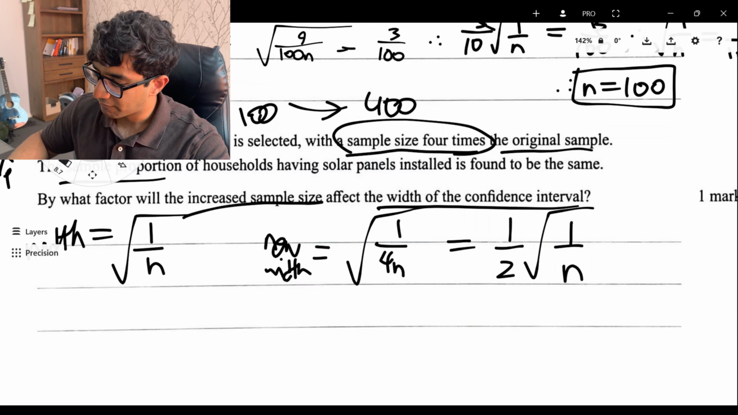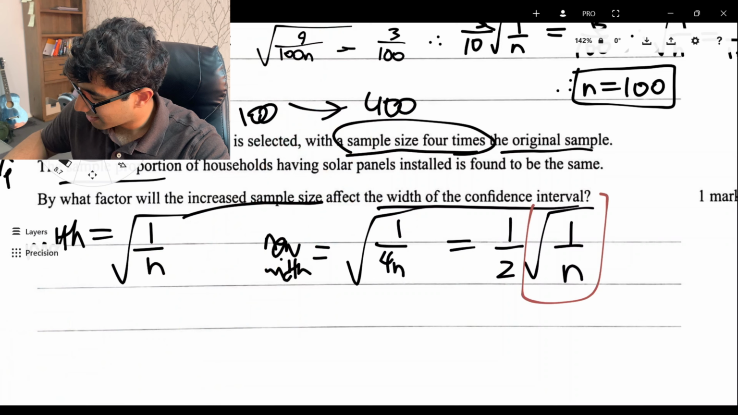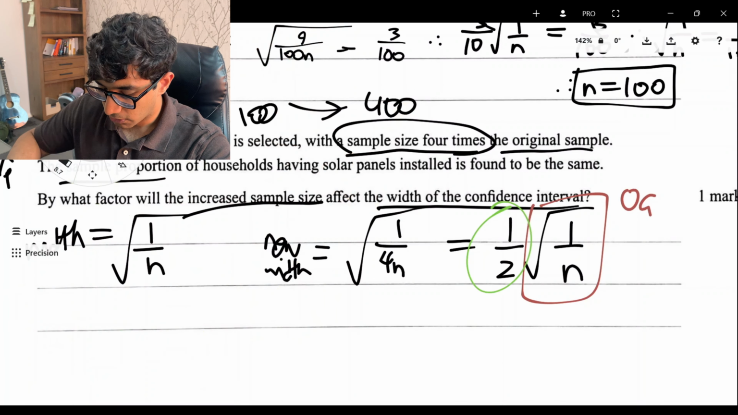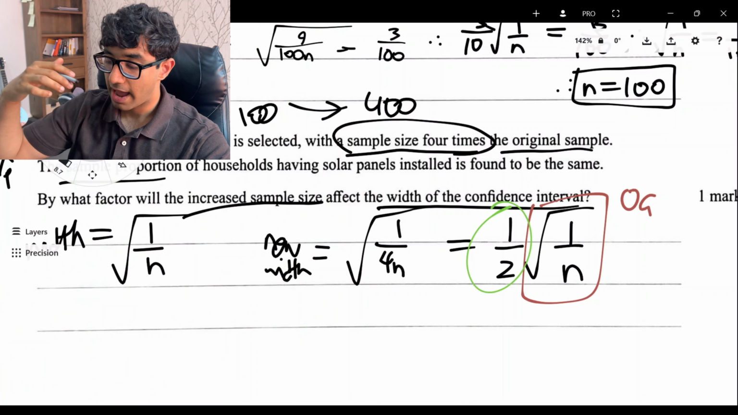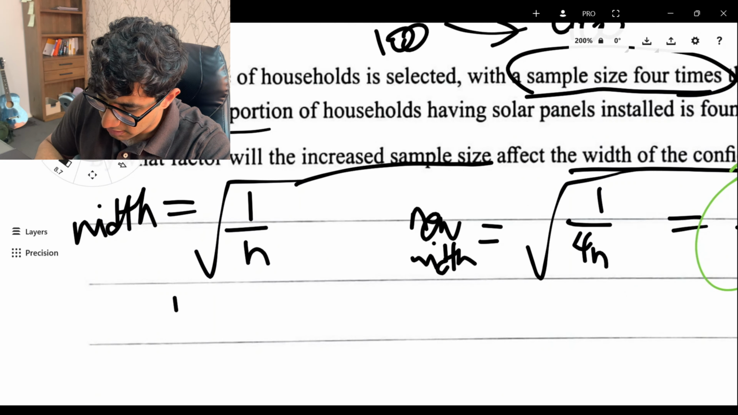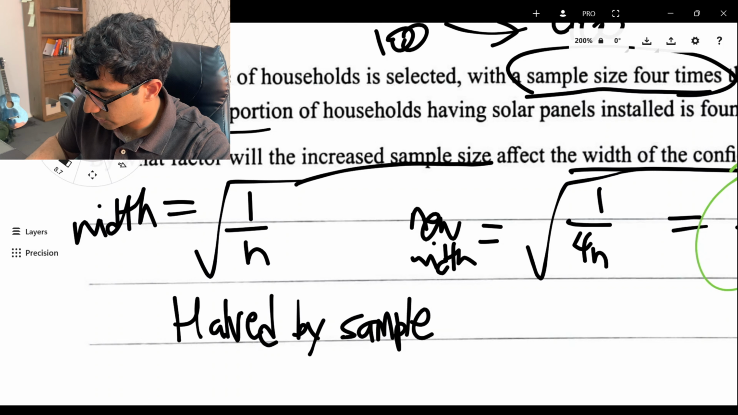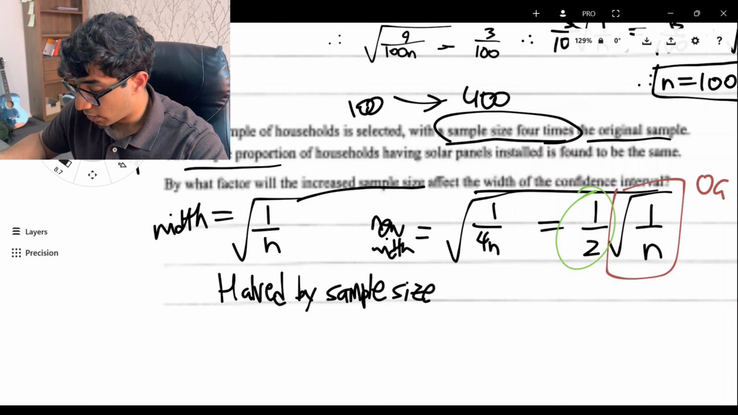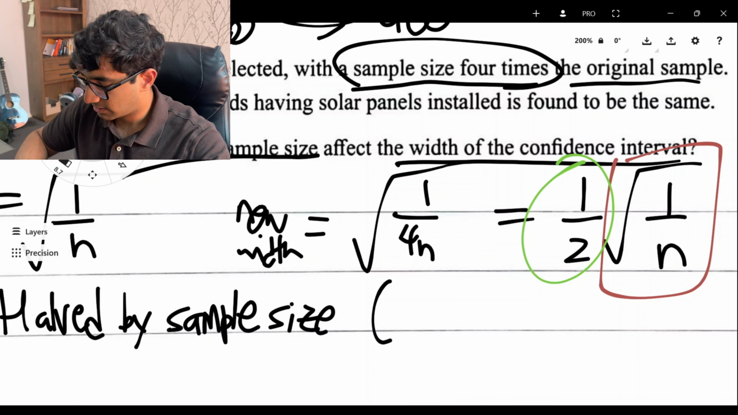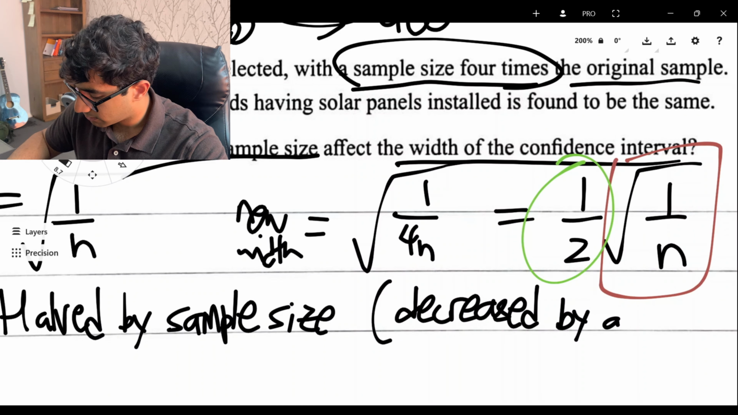So all I've done is I have my original width over here, I'll just call it the OG. There's my OG width, and I've multiplied that by 1/2, okay? So literally, if I increase my sample size by a factor of 4, I've essentially halved my width. Okay, I've halved my width. Which means that by what factor have I done it? It's basically decreased by a factor of 1/2, if that's how you want to voice it. Okay, decreased by a factor of 1/2.